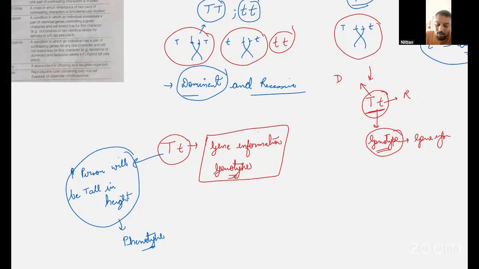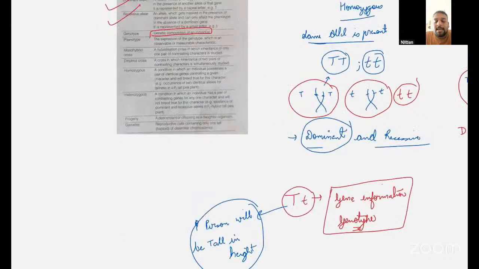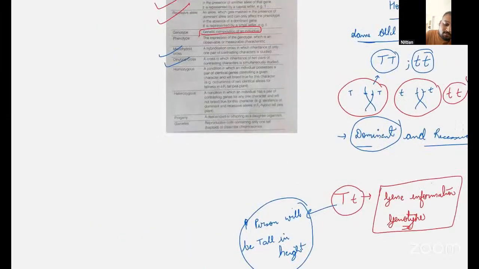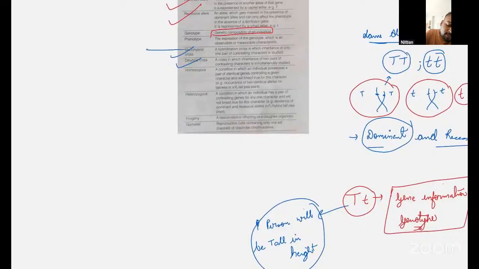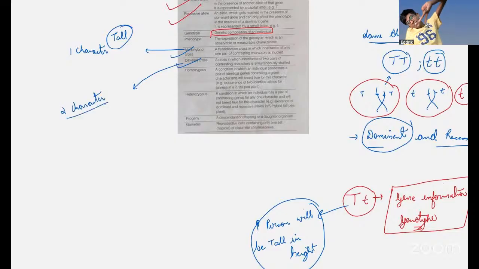Okay. Now we have monohybrid and dihybrid cross. For information, monohybrid is when we take one character, like tall. And dihybrid means when we take two characters. Mono means one and di means two. When we take two characters, it's called dihybrid cross. Everyone got this? Yes, sir.